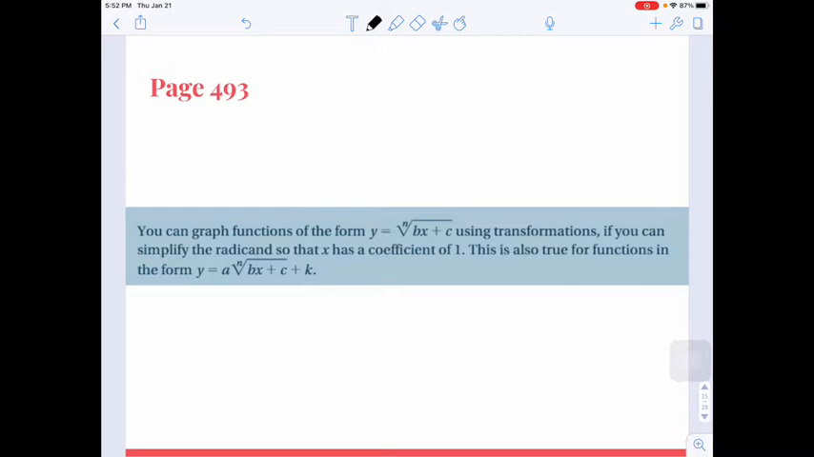Section 6.8, example 6 on page 493. You can graph functions of the form y equals the nth root of bx plus c using transformations, if you can simplify the radicand so that x has a coefficient of 1. This is also true for functions in the form y equals a times the nth root of bx plus c plus k.